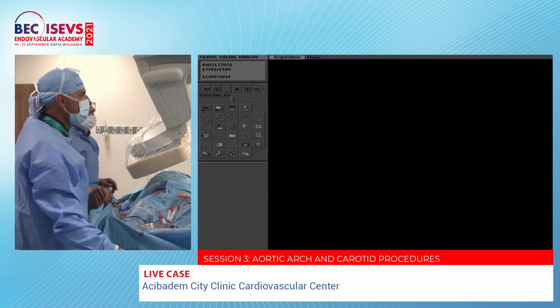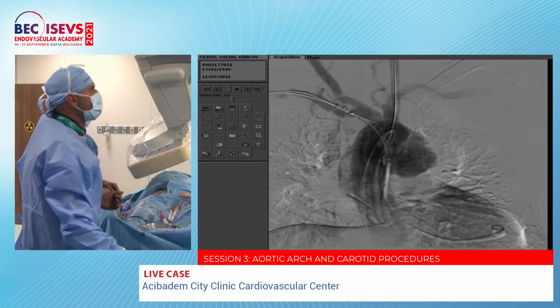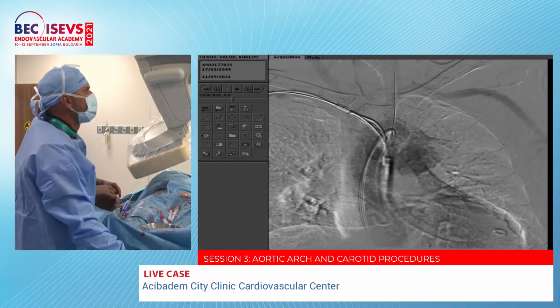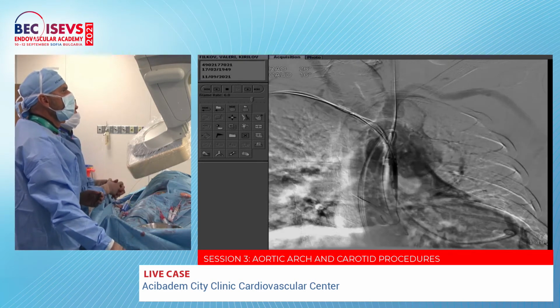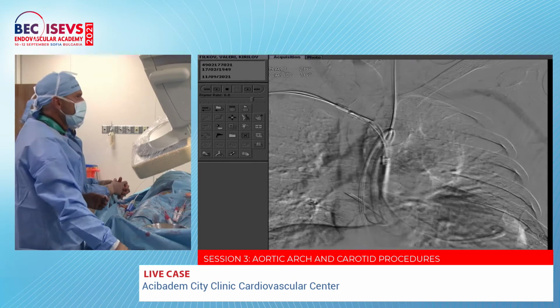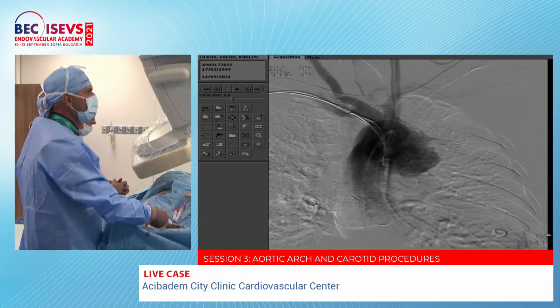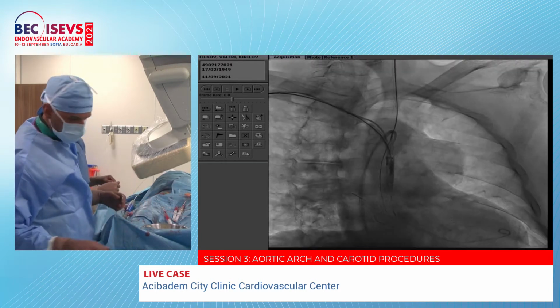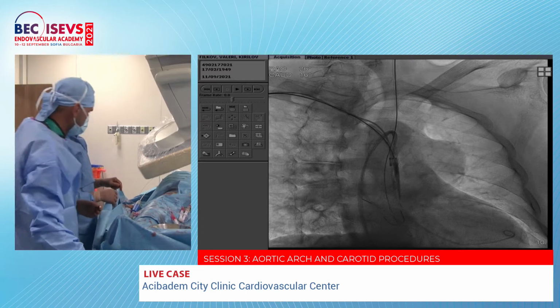Ready? Yes. Go, inject. I think now it's good. Probably 1 millimeter more, but we can do it. Yeah, it's very good. It's on the carina. In fact, the marker is sitting almost on the carina. Awesome. So we are going to proceed with the Bentley graft from the carotid.